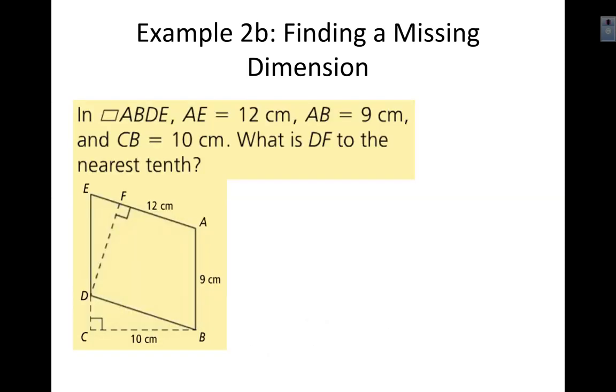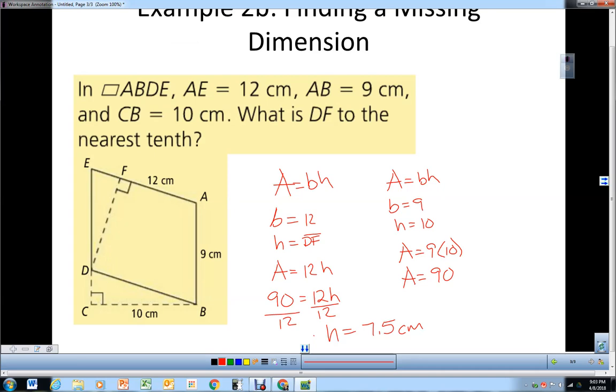In parallelogram ABCD, AE is 12, AB is 9, CB is 10. What is DF to the nearest tenth? DF is the dotted line here, which means it's not one of our side lengths, so it has to be the height. So I want you to pause the video, solve for the height, DF, and then come back and check your work. All right, so let's see how you did.